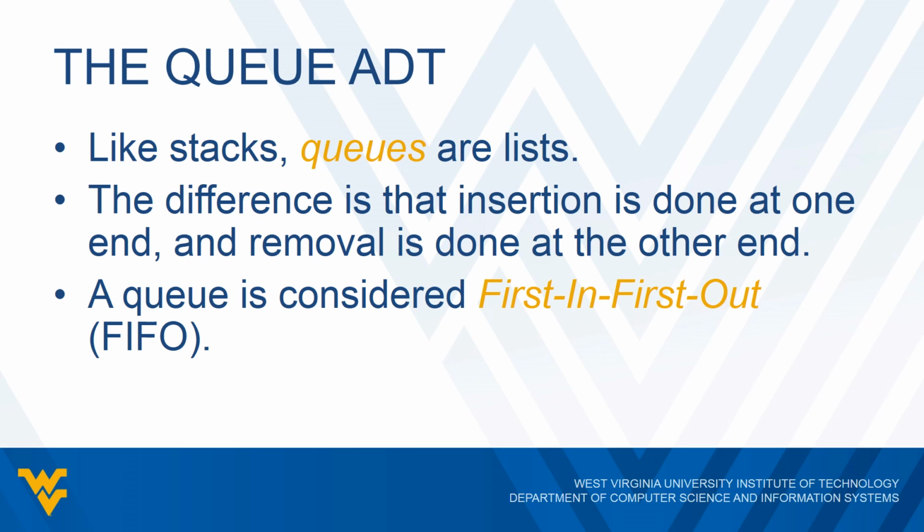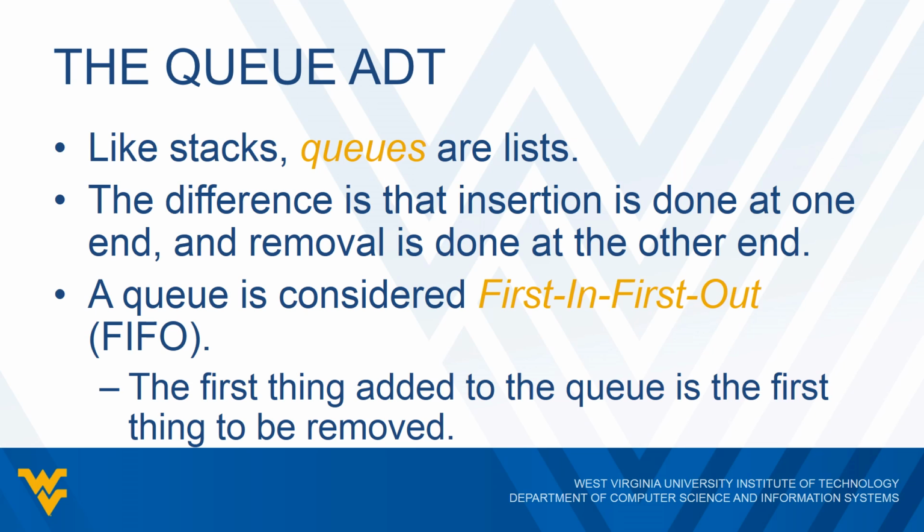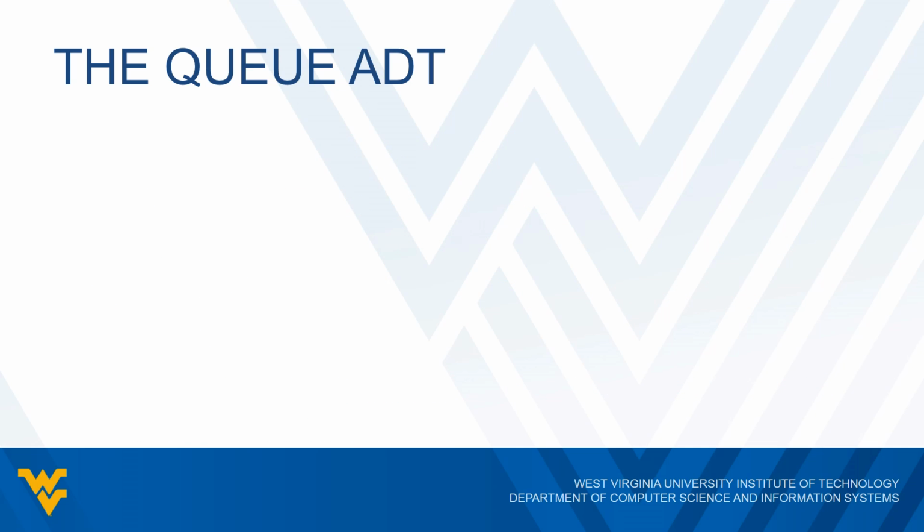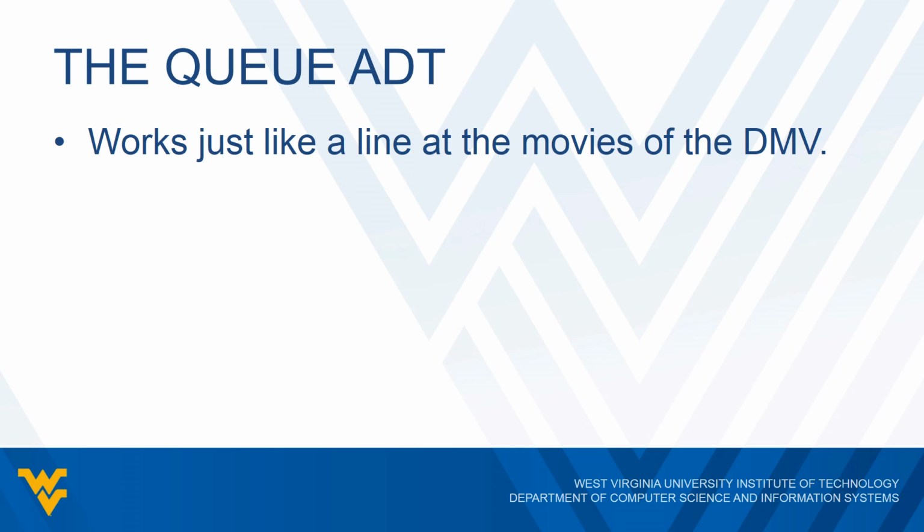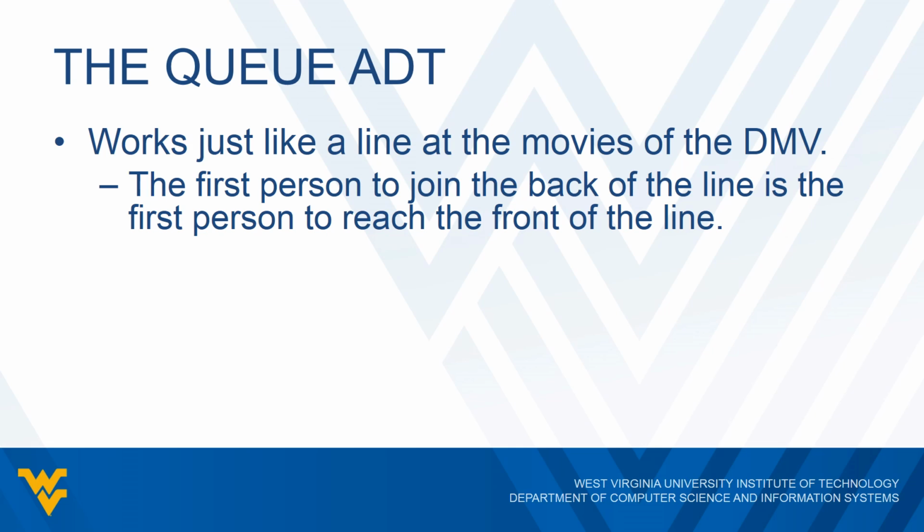In fact, a queue is usually considered a first in, first out queue, or a FIFO queue, where the idea is that the first thing that's added to the queue is the first thing that's going to be removed. The queue works just like a line at the movies or the grocery store or the DMV, where the first person that enters the queue, that joins the back of the line, is the first person to reach the front of the line and then be serviced, depending on what type of line it is.